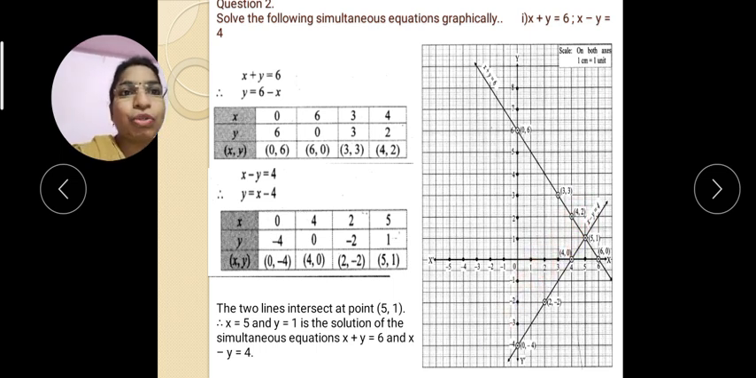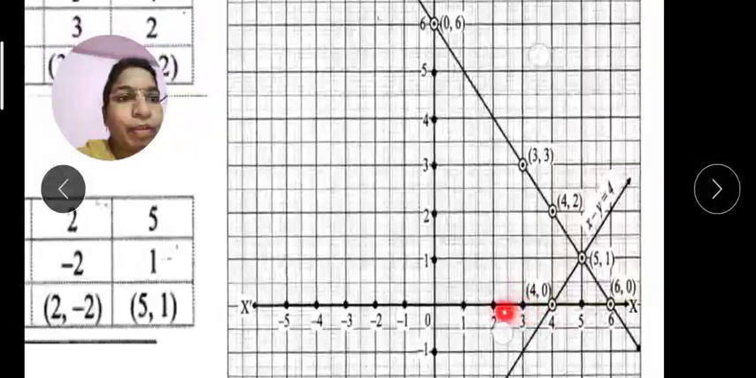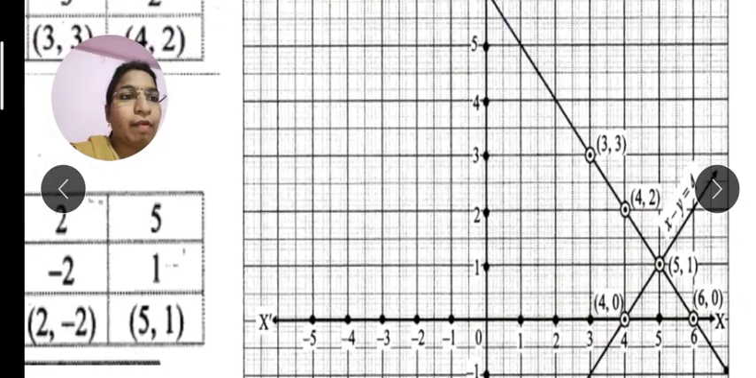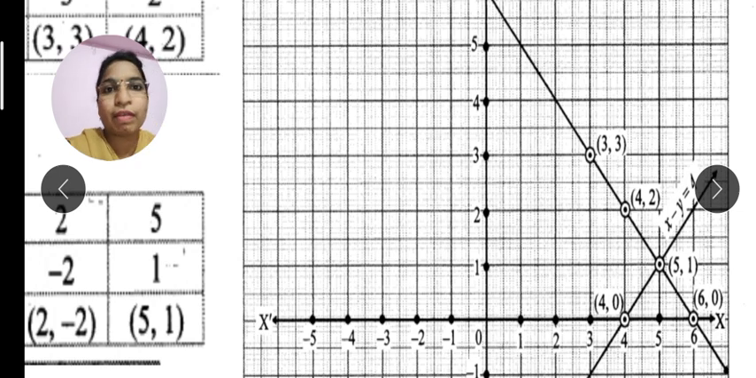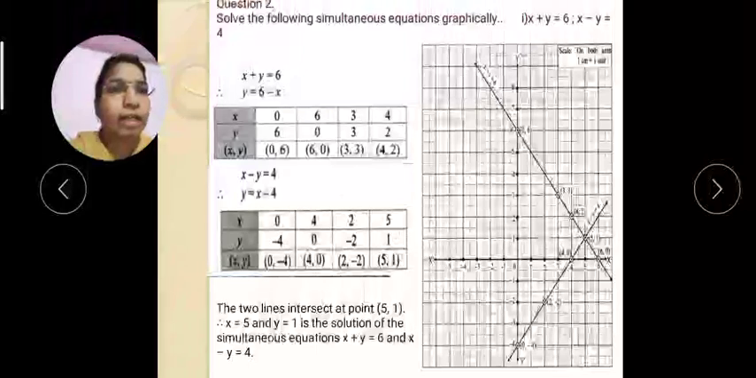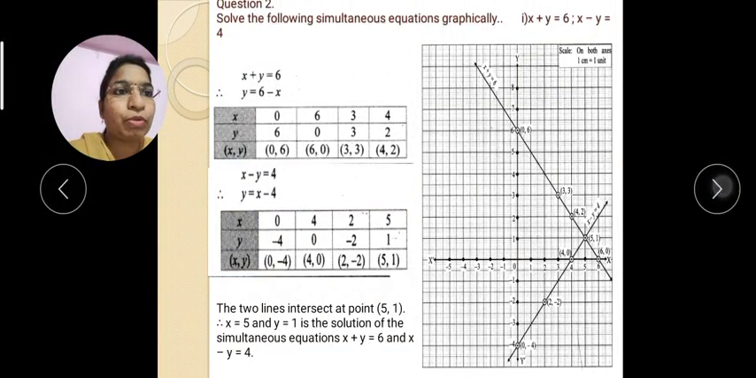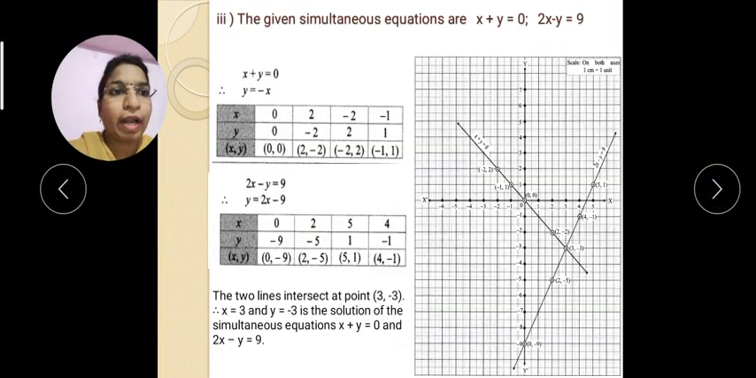Then what is the solution of the given simultaneous equations graphically? What is the intersection point of these two lines? If you are observing here, what is the intersection point here? 5, 1. So this 5, 1 is the solution of the given simultaneous equations. Understood? Another examples, 1.2, I am going to show you. So you have to practice at home.